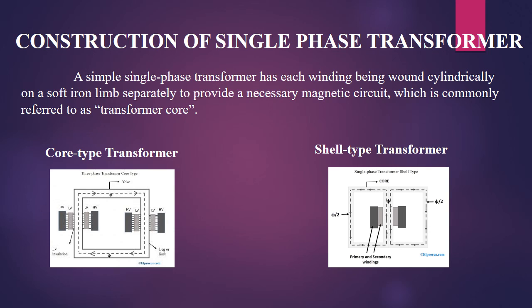Next one is the shell type transformer. In this type of transformer, the primary and secondary windings are positioned cylindrically on the center limb, which has twice the cross-sectional area of the outer limbs. There are two closed magnetic paths in this type of construction, and the outer limb has flux φ/2 flowing. The shell type transformer overcomes the leakage flux, reduces the core losses and increases the efficiency.